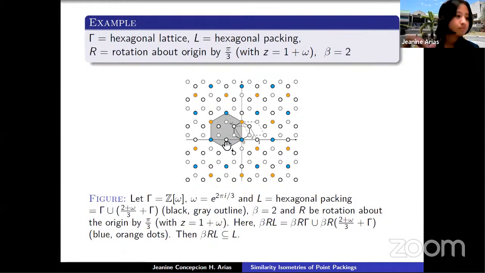So the beta R gamma is contained in gamma, while beta R of the shifted copy of gamma is contained in the shifted copy of gamma. And thus, beta RL is a similar subpacking of L.